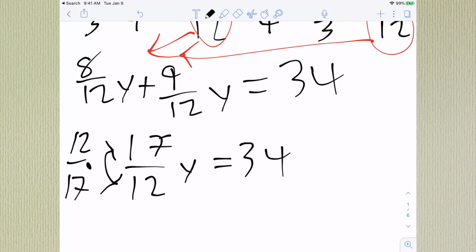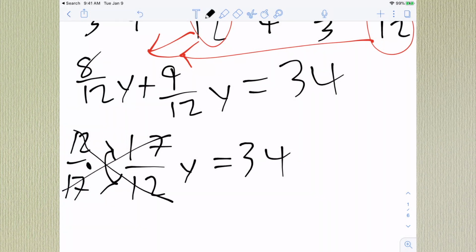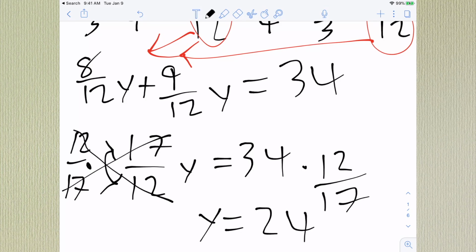This makes sense because this cancels out and this cancels out. This cancels out. If you remember cross-canceling, to just give you y, so then you have to multiply 12 over 17 on this side. Finally, that gives you your answer, y equals 24. So, you see what we did? We have a variable here and a number here. So that seems to work out.